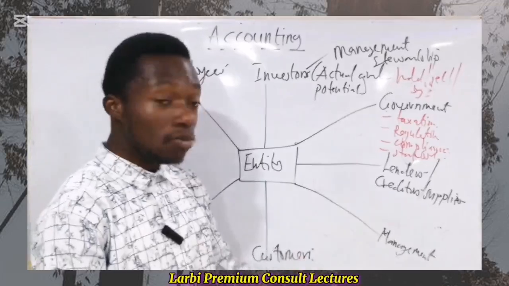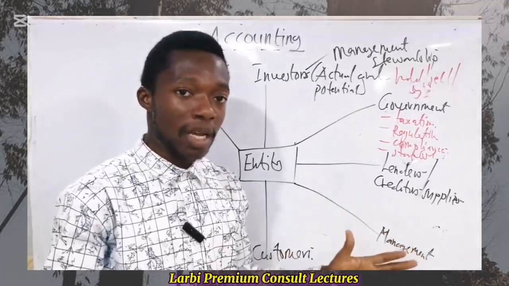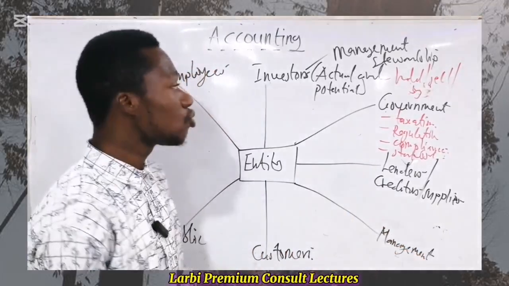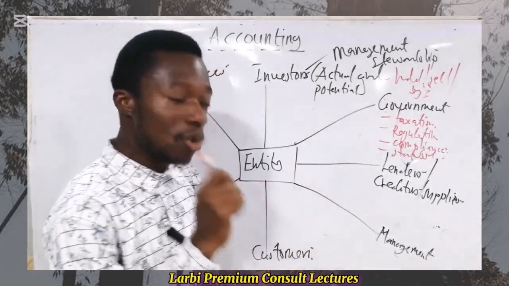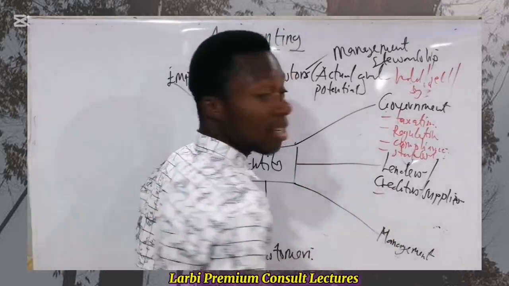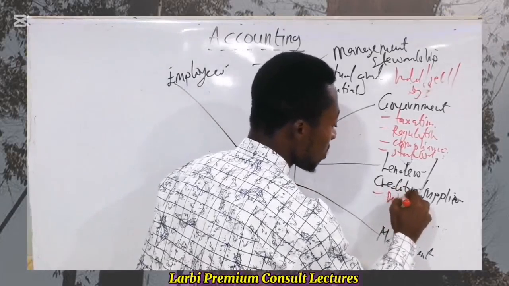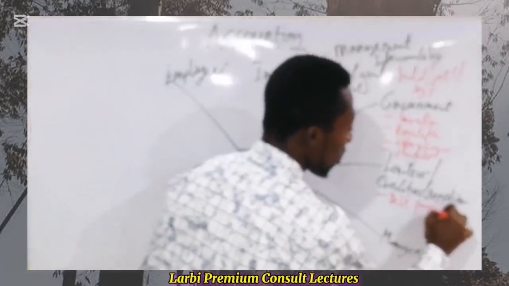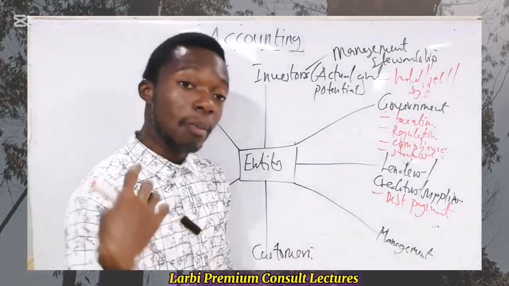But their service or resource they provide, they are in a form of what? A short term. They provide a short term investment to the entity, right? So they need the accounting information to assess whether the business can pay a debt as and when it is due. So debt payment is key. Debt payment as and when it is due.